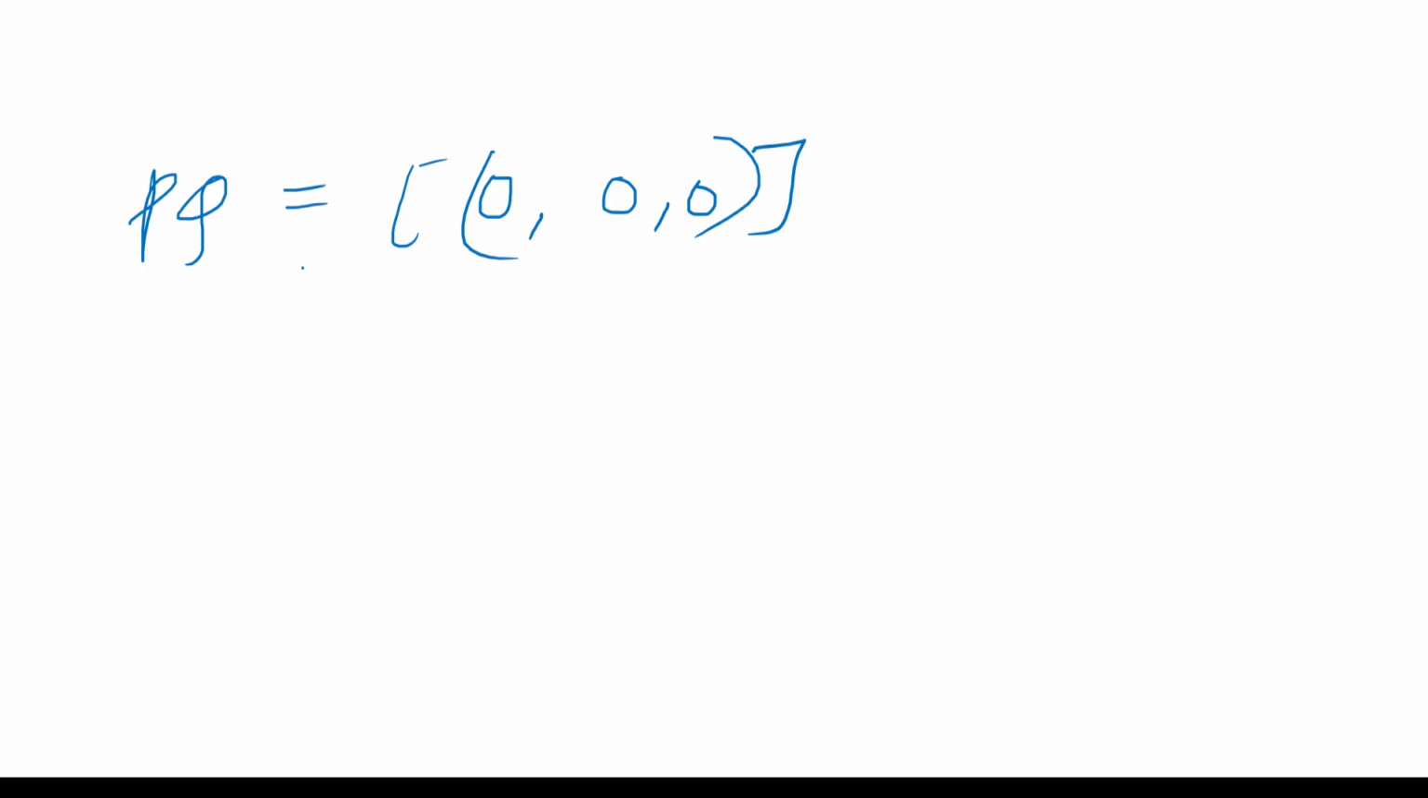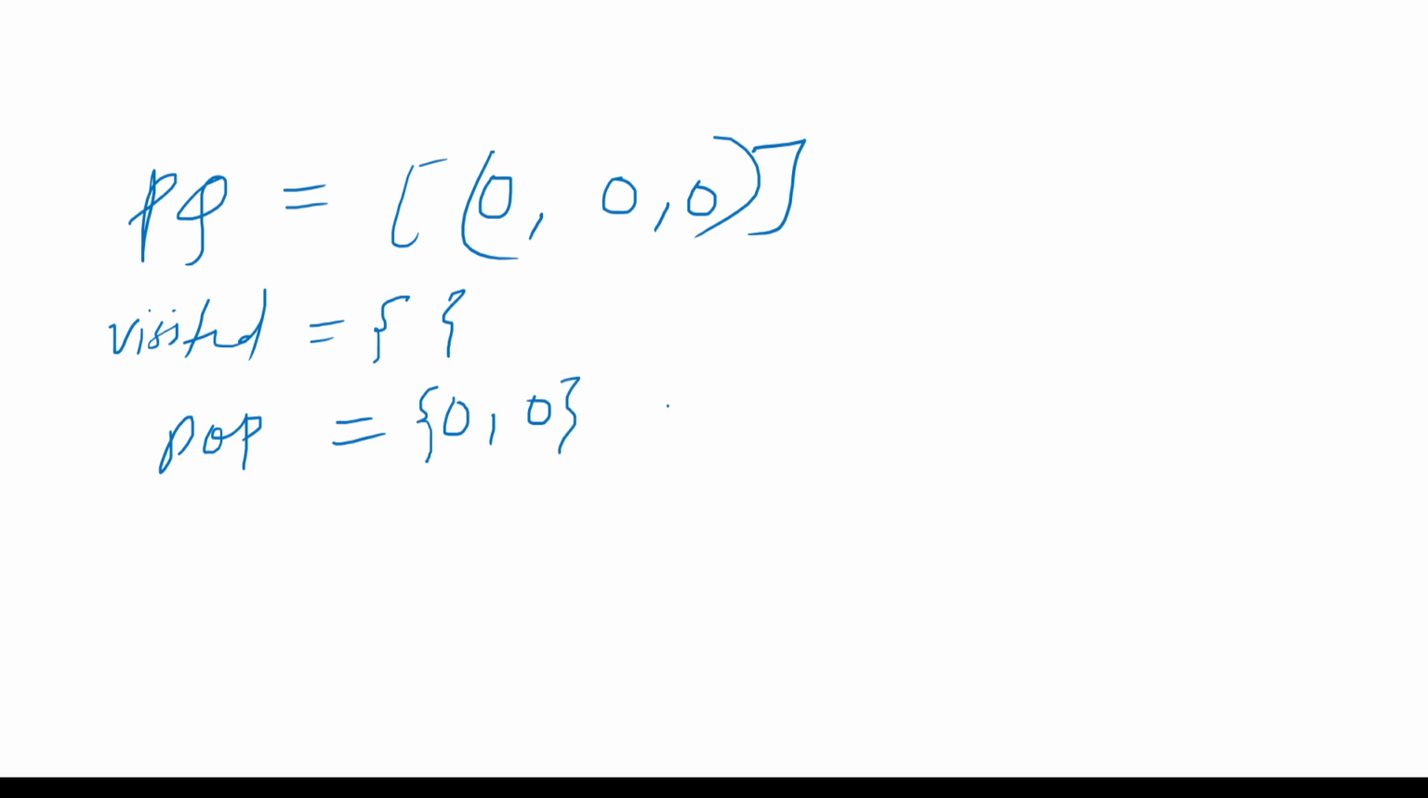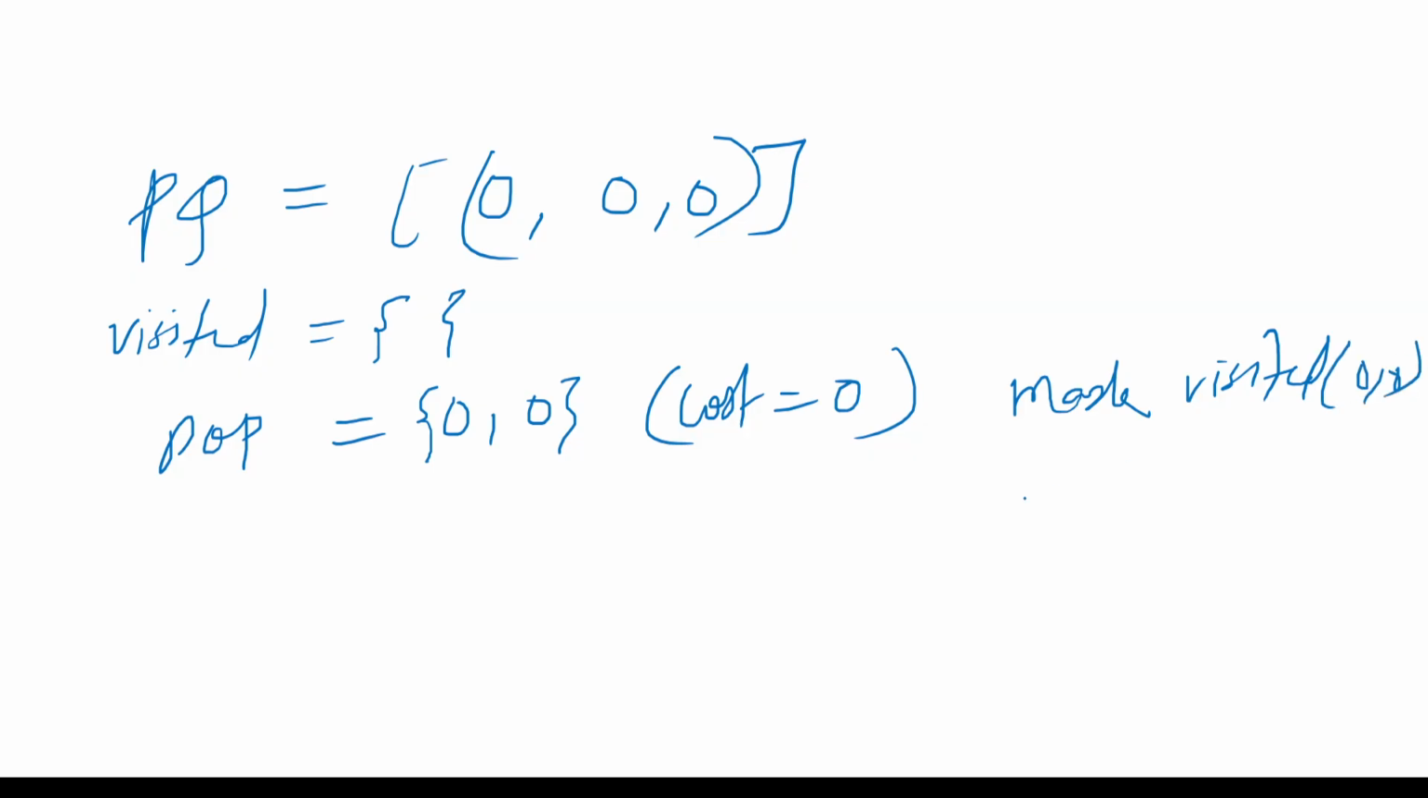Once we've added it to the PQ, we check what is in the visited. Initially visited is empty. So now we pop the 0 0, and we know that the cost is 0. With the cost 0, we now mark it visited. The 0 0 is visited now.